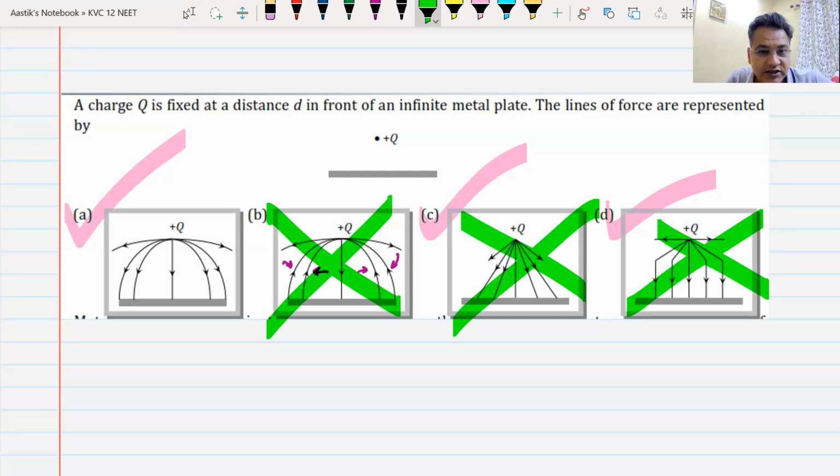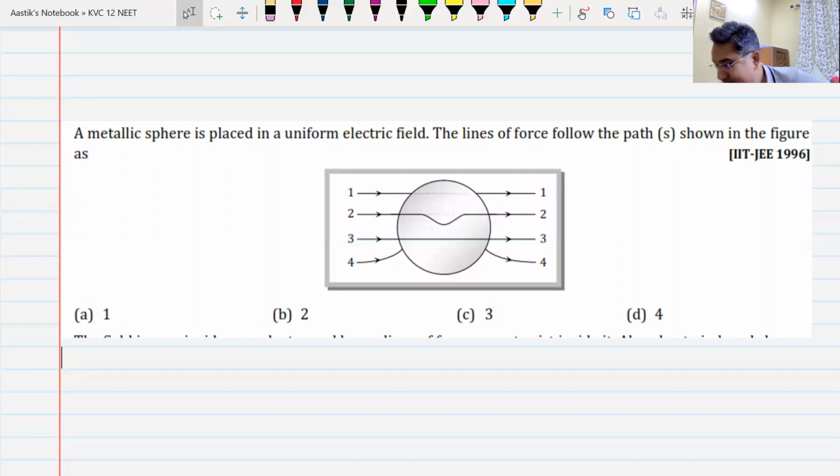This is a question from IIT-JEE of 1996, the year I appeared in IIT, and obviously I did this question, so that's why I remember. What is the answer for this one? A metal sphere. Metal is a conductor. A metal sphere is placed in a uniform electric field. Which diagram represents the correct path of the electric field lines? It's a metal sphere, a conductor.